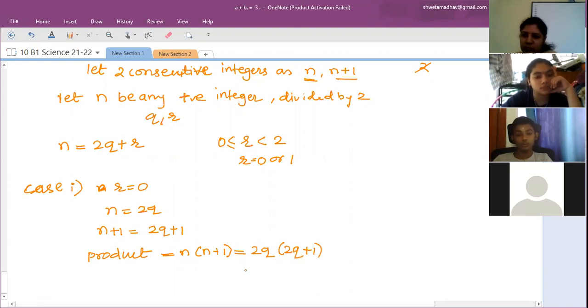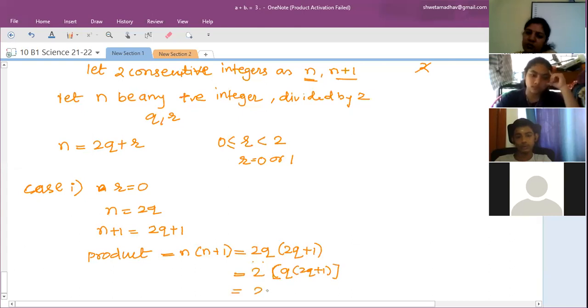Now here we have 2 into q into 2q plus 1. So can we write this in the form of 2m, where m is q into 2q plus 1?